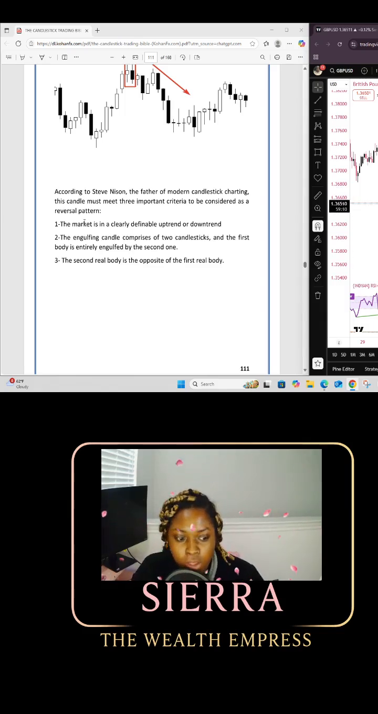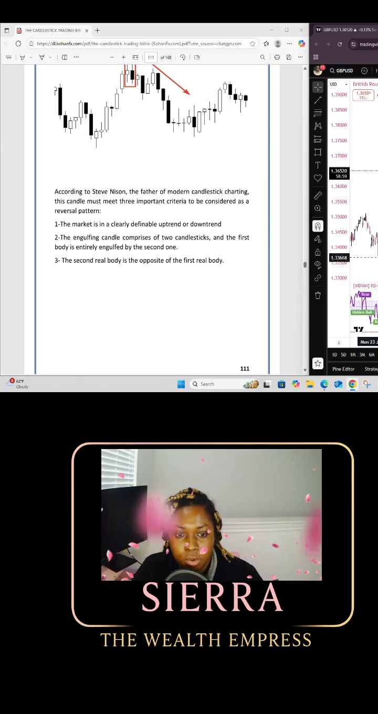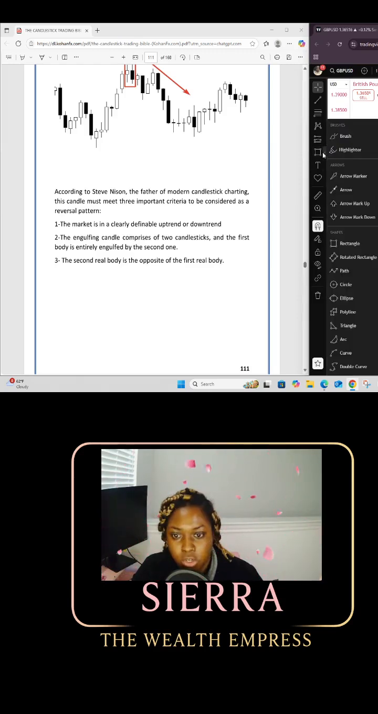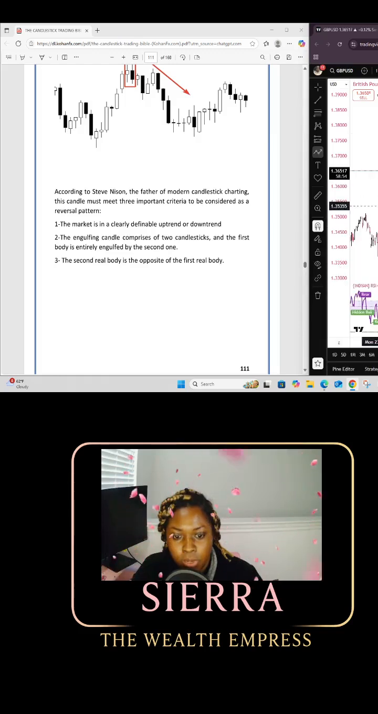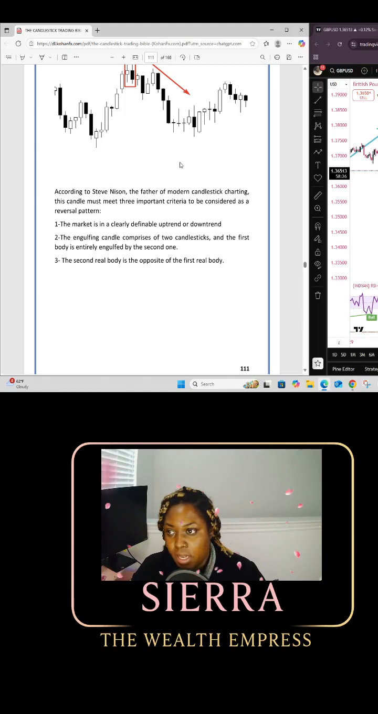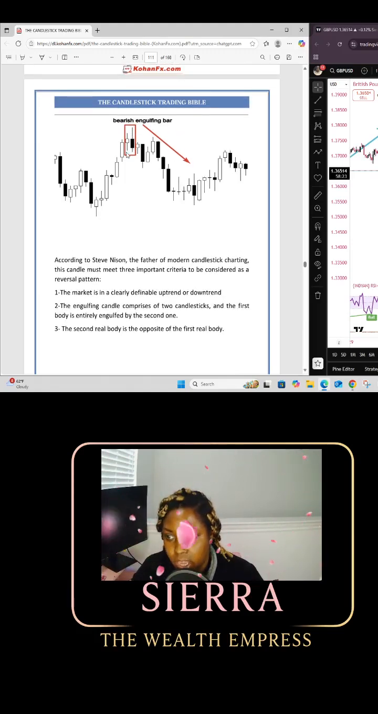Okay. So it says the market is in a clearly definable uptrend or downtrend. And here the market was in a clear, definable uptrend, right? Price just pushed all the way up. We didn't even get any type of pullbacks like I wanted. I thought we were going to get the pullback last. And by that, they mean, so this one is showing the engulfing. The second body is opposite of the first body. So the first body is buying, the second body would be selling, okay? Or the first body selling and the second body is buying.